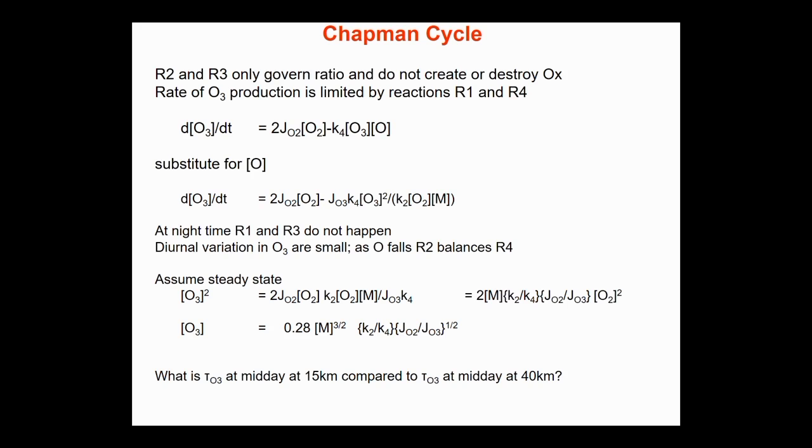Yeah? And that gives us this horrible thing underneath. But the good news is, all that has in it is the photolysis rate of O2, the photolysis rate of ozone, the ozone concentration, some rate constants, and the pressure. Now we can assume steady state, because the diurnal variations are small, reactions 1 and 3 don't happen at night, and R2 balances R4. So we can assume steady state. And that gives us an equation for the square of the ozone concentration, and so we can derive the final ozone concentration below.